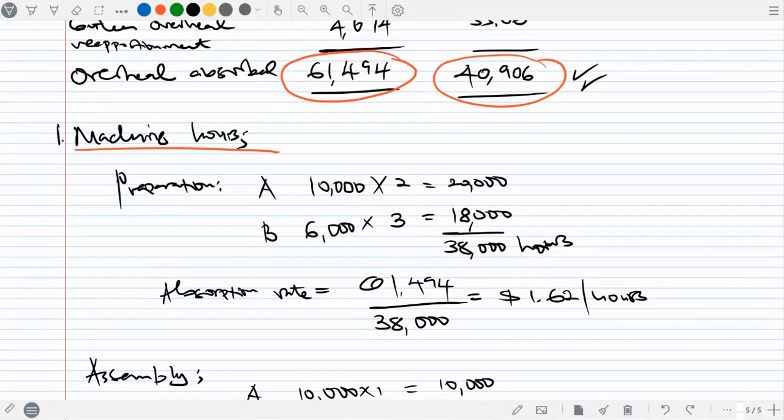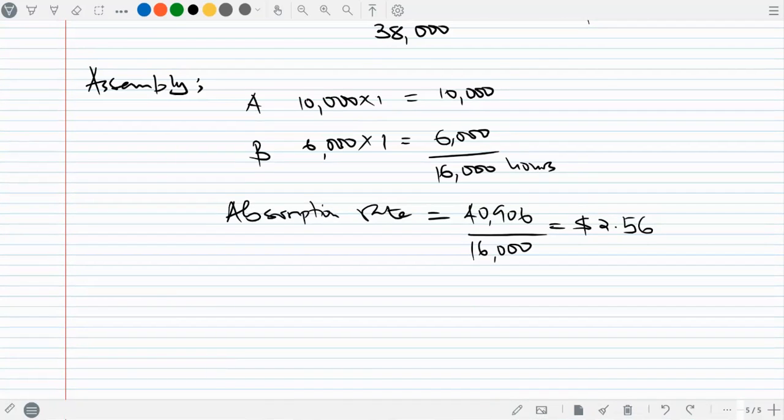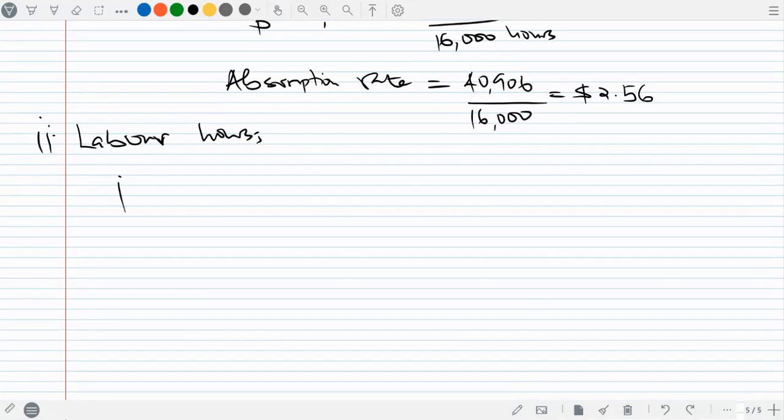Now, you can use 2 bases: machine hours or labor hours. So let's now use the labor hours. Next, we have to use labor hours as the basis of absorption here. Not cost, labor hours. The same process begins in the first department, the preparation department.